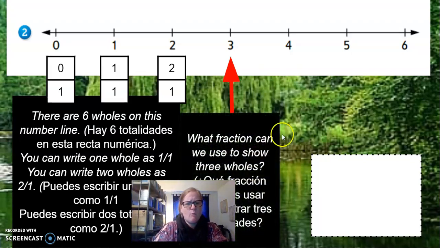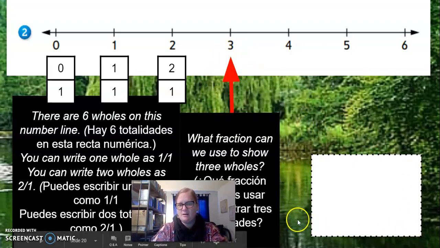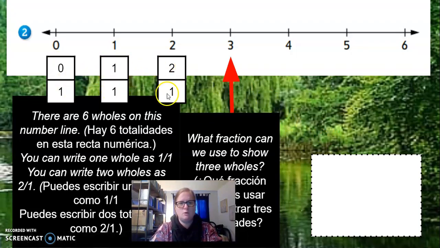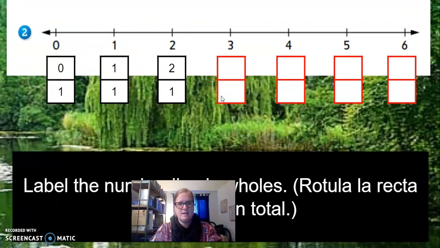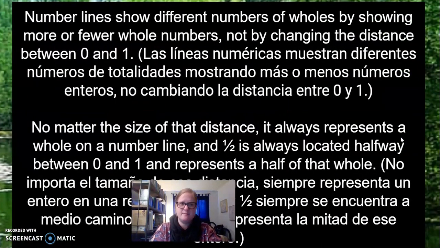So what fraction can show 3 holes? And I want you to put your answer right here, okay? So 0 holes, 1 hole, 2 holes, and then you're actually going to label the rest of the number line for 4, 5, and 6. In holes, not halves. After you're done with that, then you will move on. So I'll give you 5 seconds to pause, go ahead and do those slides, and then come on back in. 5, 4, 3, 2, 1.